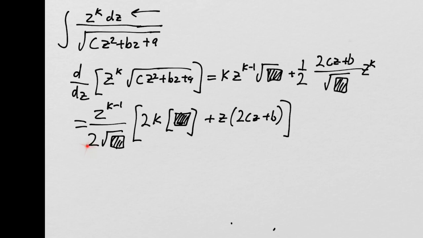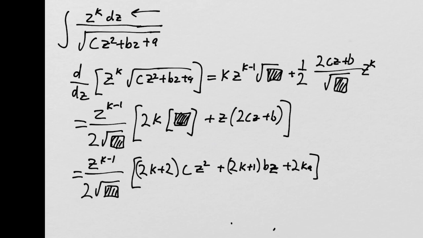The 2 comes here, so that 1/2 comes out too, and then the radical box comes out. So that leaves us with this expression. Now you can simplify this into this form, where what I've done is turn it into a regular quadratic, right? Here's the z squared term, here's the z term, and here's the constant term.